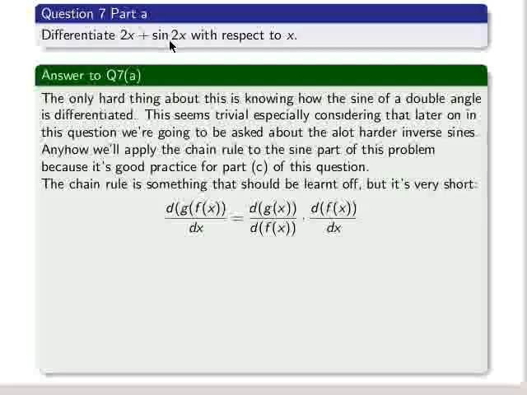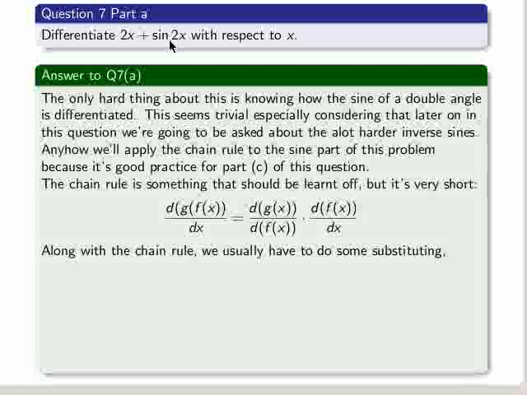There we have it. We have a function g, which is a function of f, which is a function of x, and what we do is we differentiate g with respect to f first, and then multiply it by the differentiation of f with respect to x. Along with the chain rule, we usually have to do some substituting. So in this case, let's call f of x 2x.